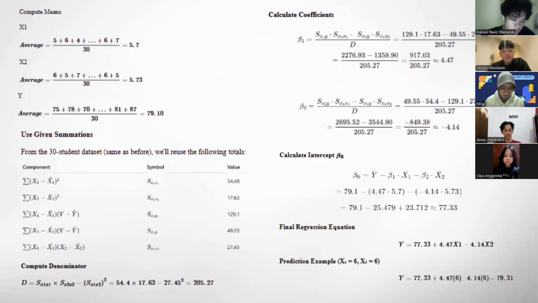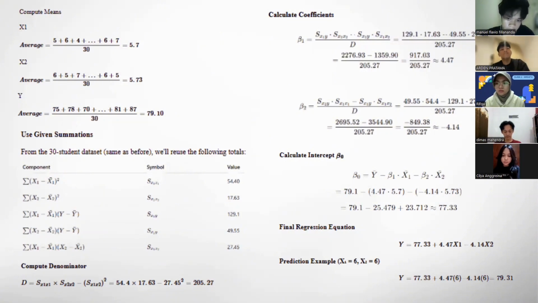Also, now we calculate the regression coefficients. The coefficient for x1 we got 4.47, and the coefficient for x2 is minus 4.14, and we calculate the intercept beta 0. We got 77.30. So the final regression equation becomes y equals 77.30 plus 4.47 x1 minus 4.14 x2.